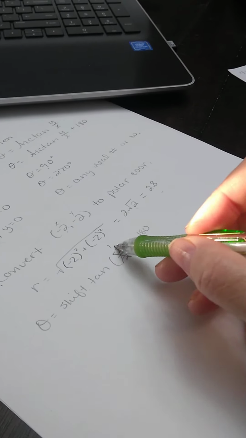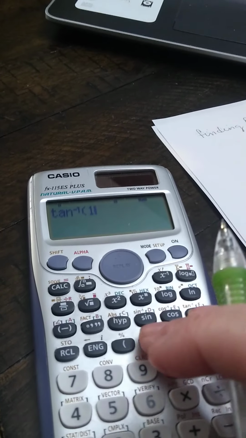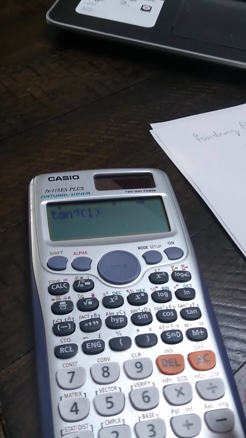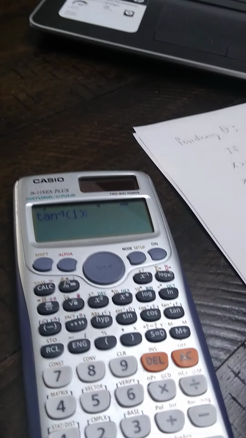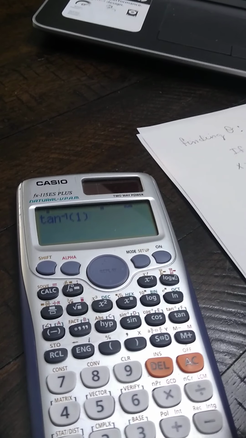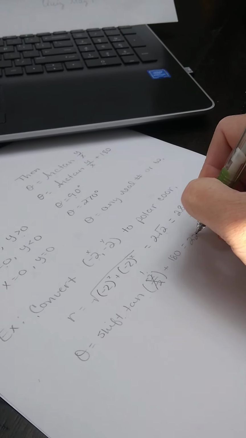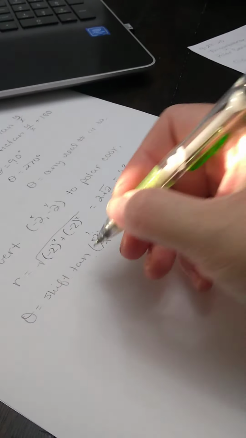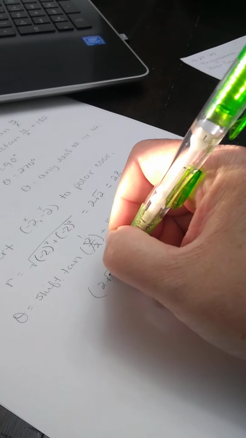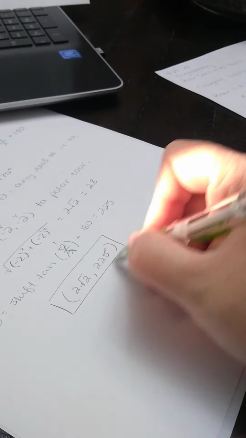So I'm going to go shift tangent 1, close my parentheses, plus 180. I'm closing my parentheses because I'm adding 180 to it. If I just add 180 without closing, it will do the shift tangent of 181, and we don't want that. We want it to do shift tangent of 1 first and then add our 180. So I get 225. My theta is 225, so my r is 2 radical 2, and my theta is 225. Close parentheses, there's your ordered pair.